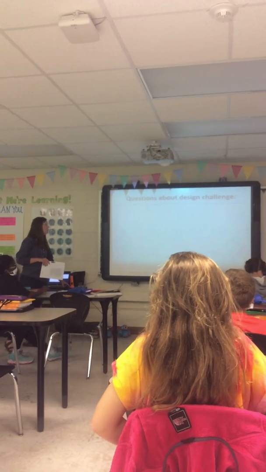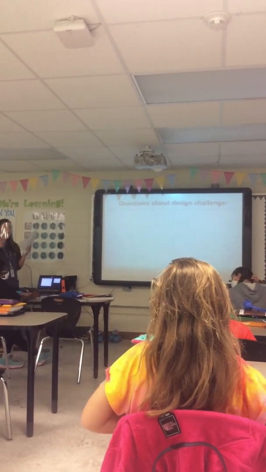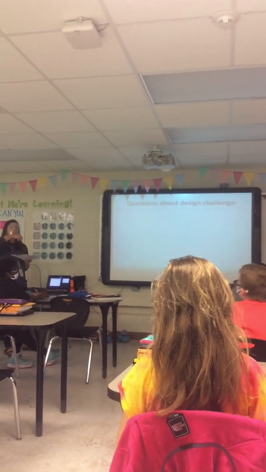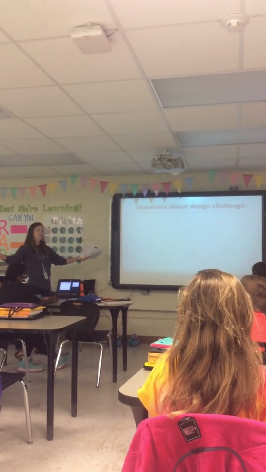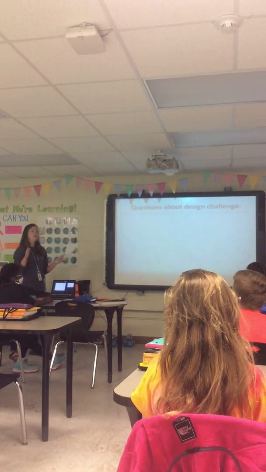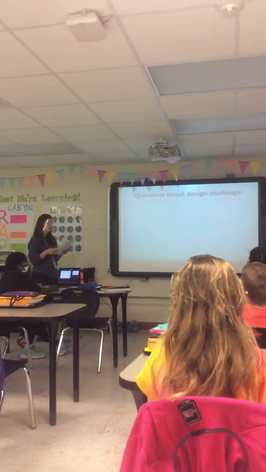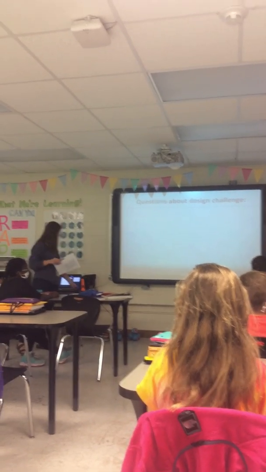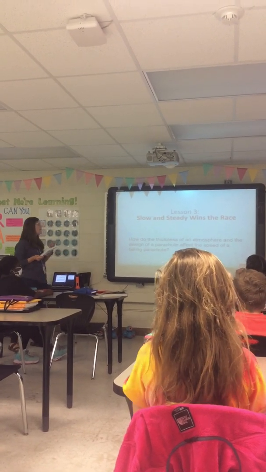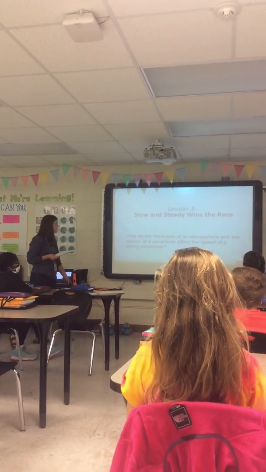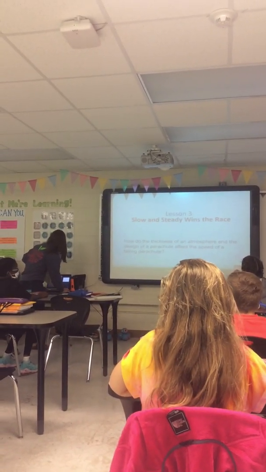So what do we need to know? We need to know how big our load is going to be, like what's going to be on the bottom of our parachute. We need to know how big to make our canopy size, which is the top part. We're going to need to know how long to make our suspension lines. Those are all things that you're going to have to test out when you are creating your parachute. So what we're going to investigate today is how the thickness of an atmosphere and the design of a parachute affect the speed of a falling parachute.